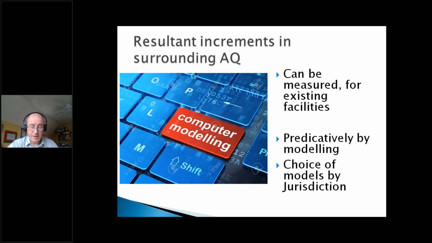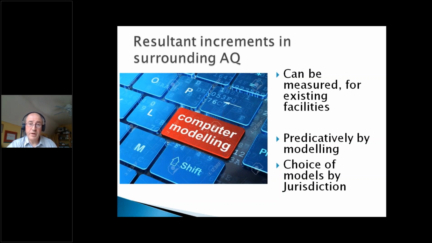Now we come to the resultant increments in surrounding air quality levels. Of course, these can be measured for existing facilities, or rather, cumulative air quality levels can be measured for existing facilities. For proposed facilities, however, they have to be predicted ahead of time. This is generally known as air dispersion modeling. The choice of models to choose, and there are many models to choose from, is generally set by jurisdiction.